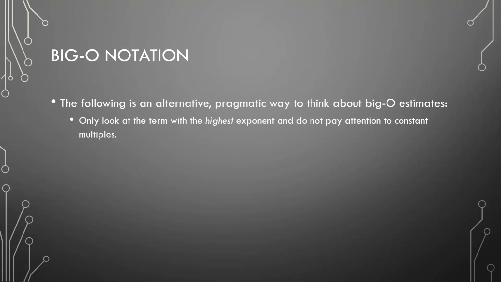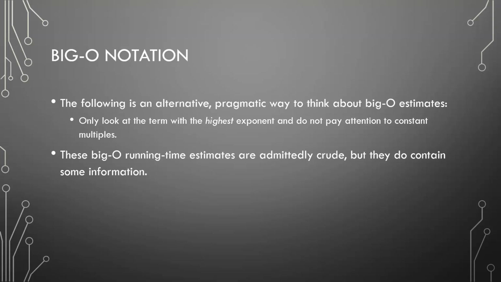Now, the following is a more alternative or pragmatic way to think about how big O estimates work. The easiest way to think about this is from the big scope of things. You start getting the big picture. You only really want to look at the term with the highest exponent. Whatever has the biggest exponent, look at that one, and don't care about everything else. Don't even pay attention to the other constant multiples. All right, these big O running time estimates are pretty crude, but they do contain some valuable information that is very important to look at. If you want to get down to specifics of the big O notation, like 6n plus 5, very specific.